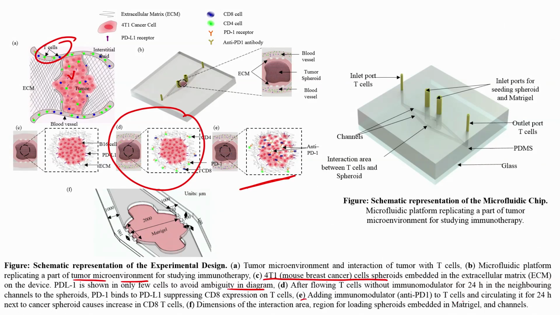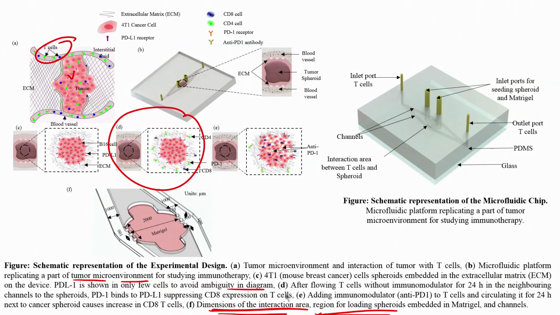it shows that adding immunomodulator to T cells, circulating it for 24 hours next to cancer spheroids, causes an increase in CD8 T cells, right. And finally, the F, this figure shows the dimension of the interaction area, region for loading spheroids embedded in matrigel and channels. So, this is what the diagram shows, right.